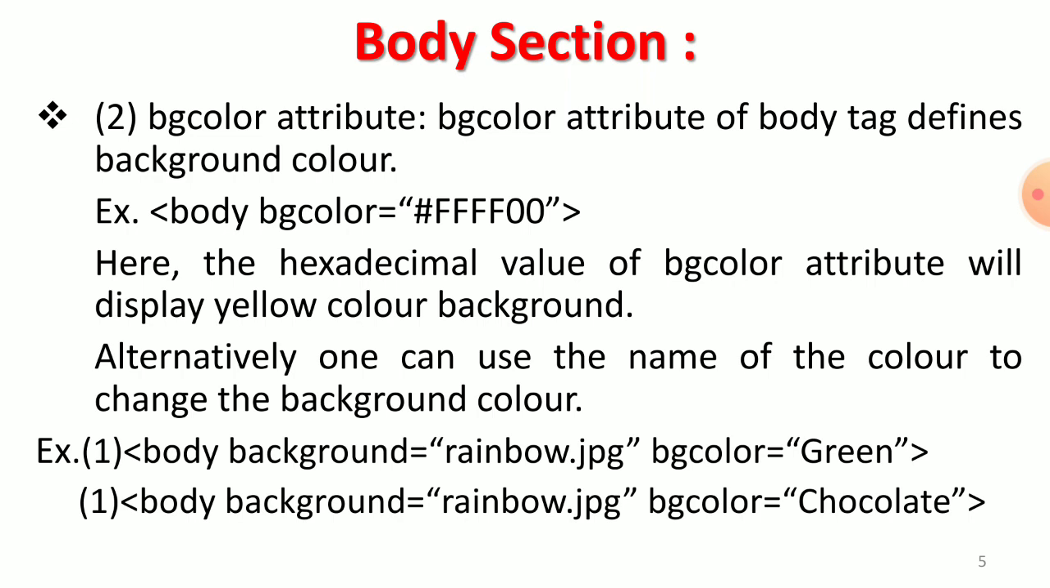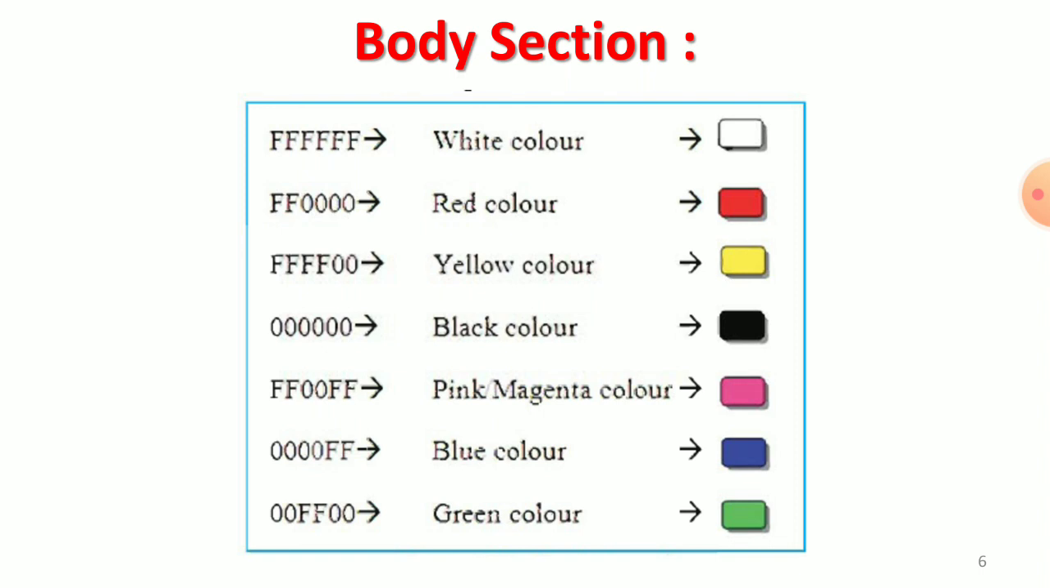The combination of red, green, and blue values from 0 to 255 gives more than 16 million different colors. That means 256 into 256 into 256. By mentioning color strings in hexadecimal format, one can specify various colors. The following table represents examples of various colors.